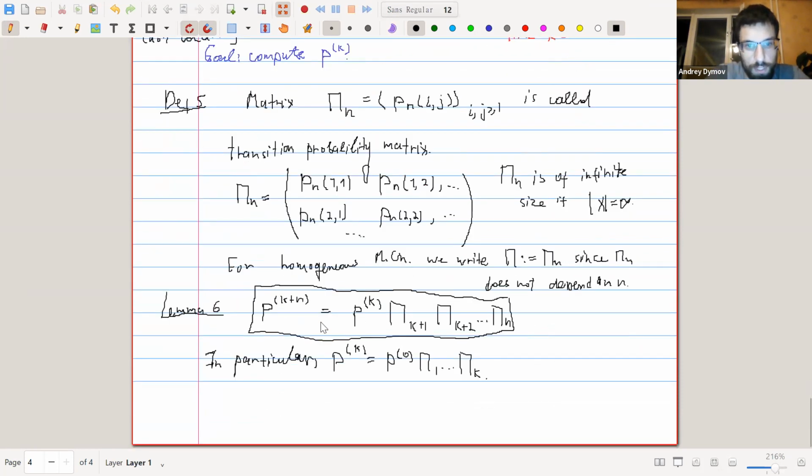Okay, so the next time I will start with proving this lemma. Actually, this lemma explains how I can compute the distribution of my Markov chain at any moment of time. In particular, if your Markov chain is homogeneous, you just take your matrix to the power k, right? And you know your distribution at the moment of time k. So that's very nice. You can compute everything you want if you just know how to take powers of matrices. Well, so let us stop for today.